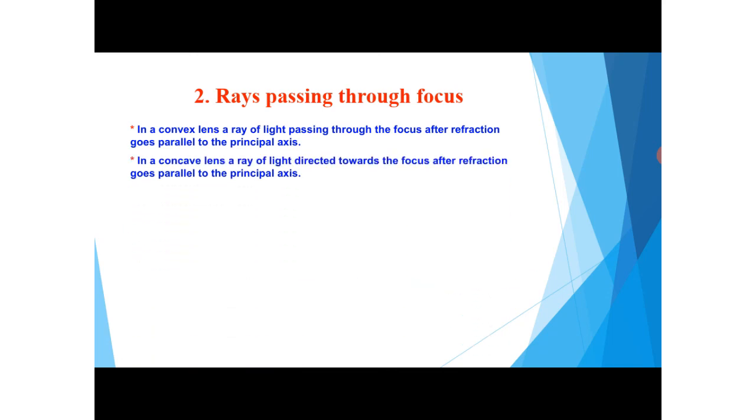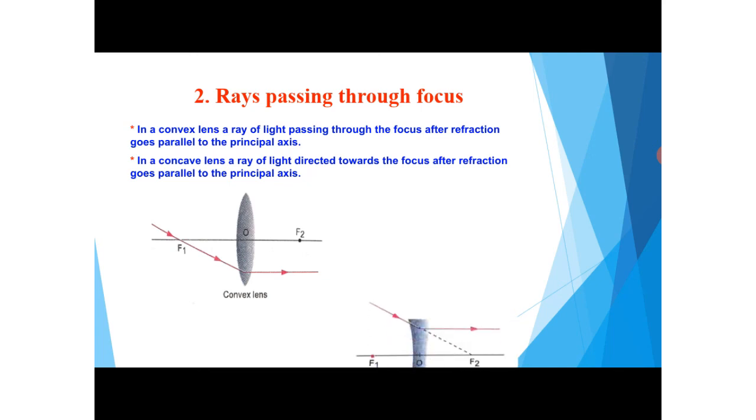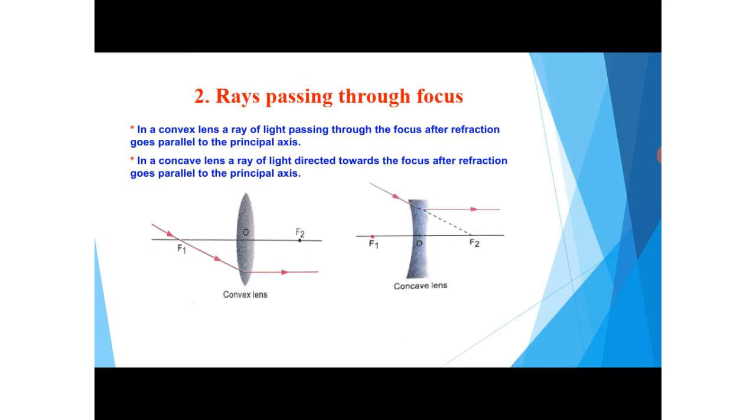In this case, when the light rays are passing through the focus, after refraction they go parallel to the principal axis, both in the case of the concave as well as the convex lens. You can see from the figure, the light ray is passing through the focus F1. After being refracted, it goes parallel to the principal axis. And in the second case, you can see for the convex lens, the light ray after being refracted is going parallel to the principal axis.